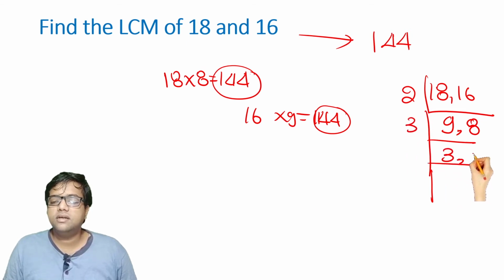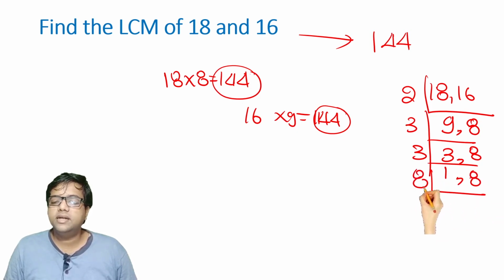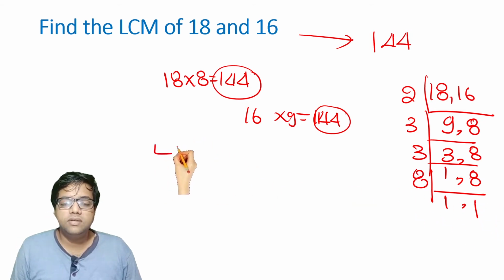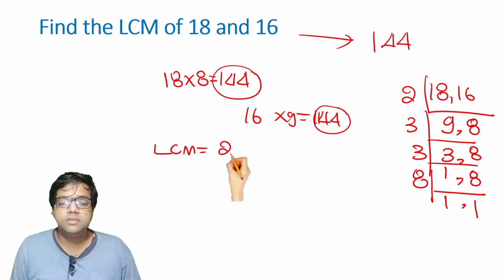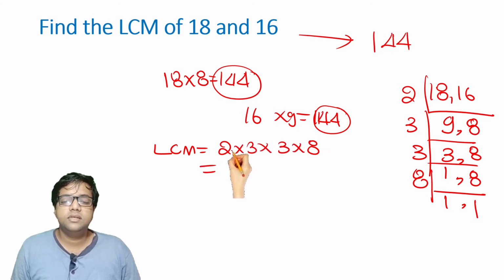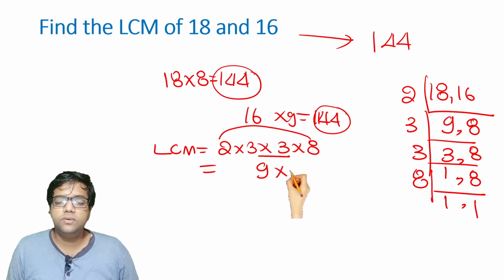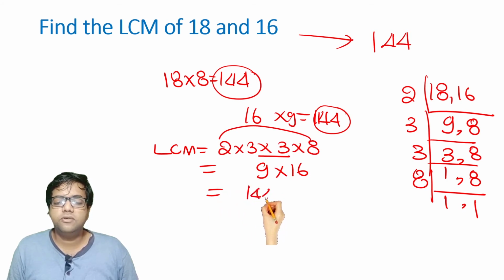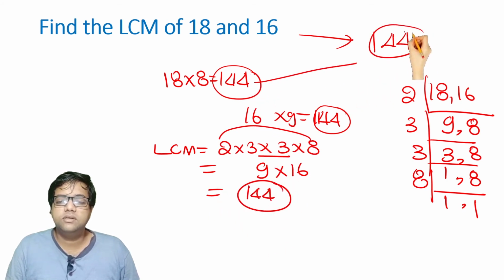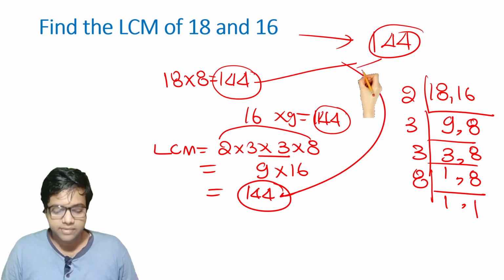3 3s are 9, 8 will be there, 3 1s are 3, 8 will be there. Now only 8 is there, so 1 3 8, 3 1 8 ones are 8. Okay, now multiply the terms: 2 into 3 into 3 into 8. I will multiply these terms together in order to simplify it. So 3 3s are 9 into 2 8s is 16, 16 9s is 144. You will get the same LCM in all the methods. Okay.